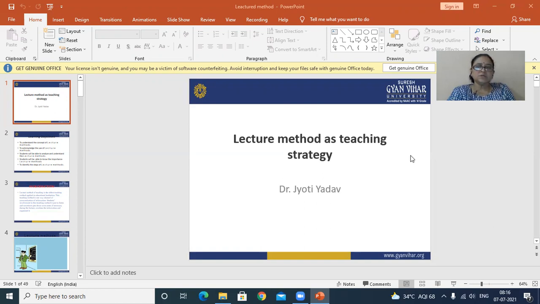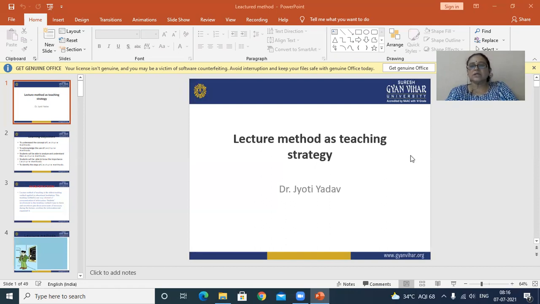Teaching methods can be broadly divided into two categories: learner center method and teacher center method. Lecture method is one type of teacher center method. In teacher center method, all activities go around the teacher, and the student is a passive learner.